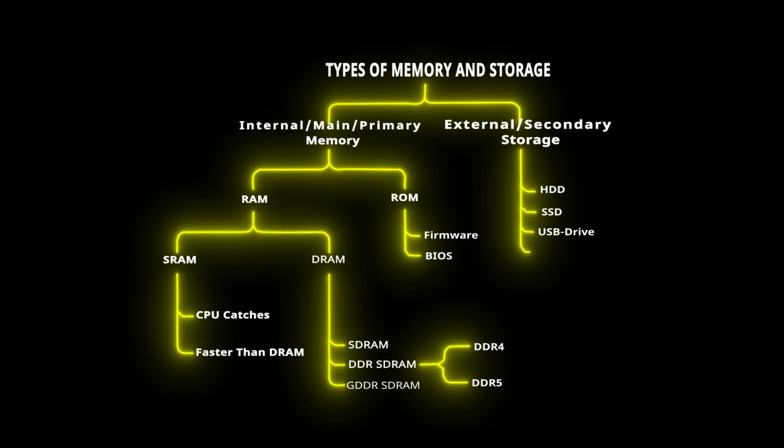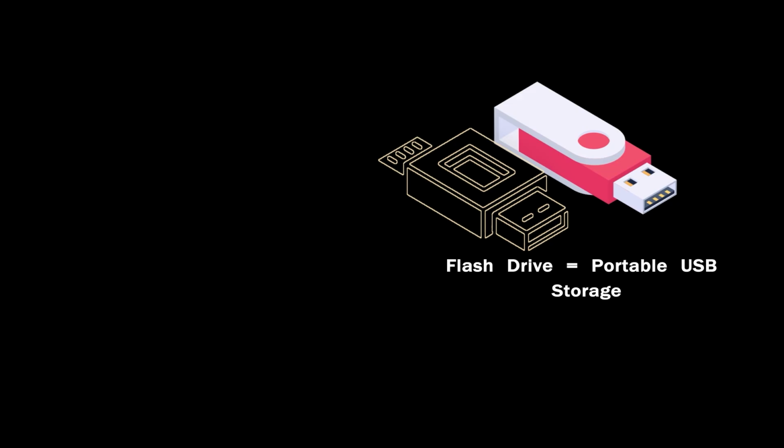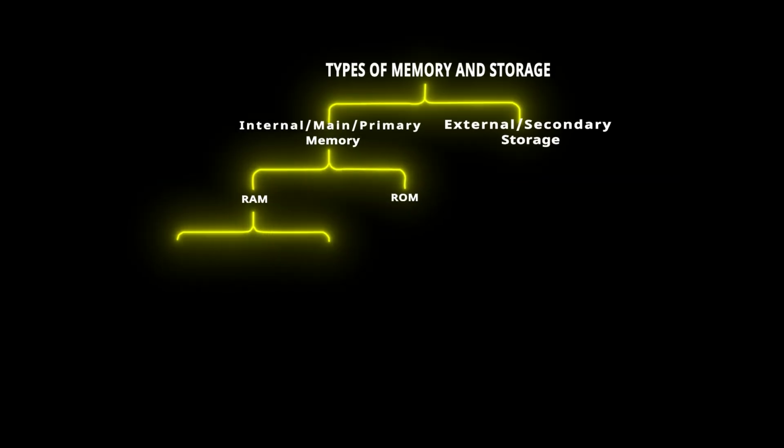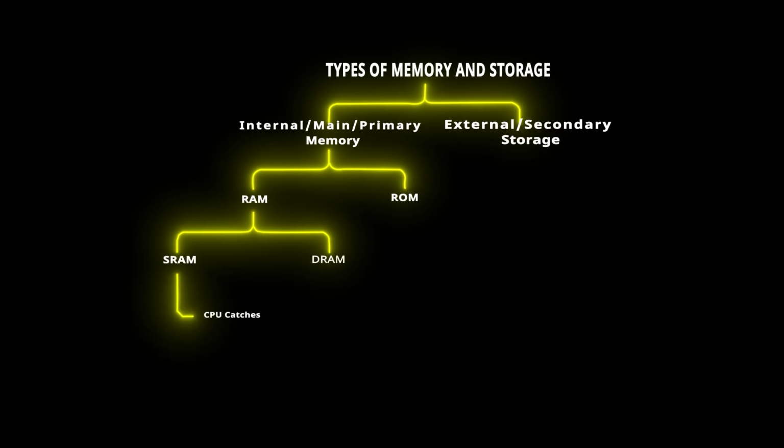Flash drives and SD cards are portable storage champs. Flash drives plug into USB ports, perfect for quick file transfers. SD cards are used in phones, cameras and drones. Despite their size, they can store thousands of photos and videos. And there you have it, a quick and clear journey through the world of computer memory and storage.